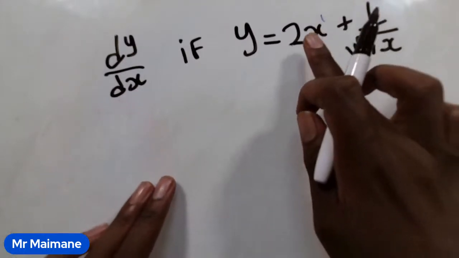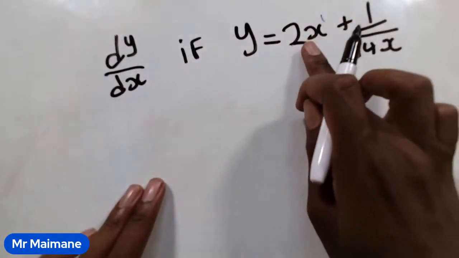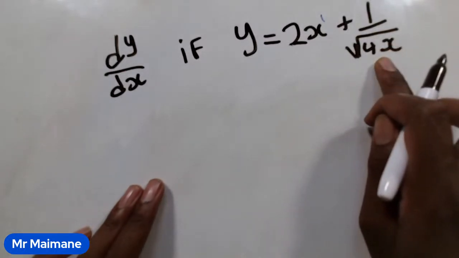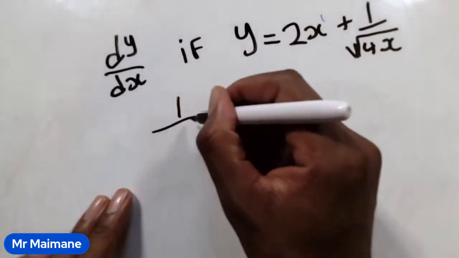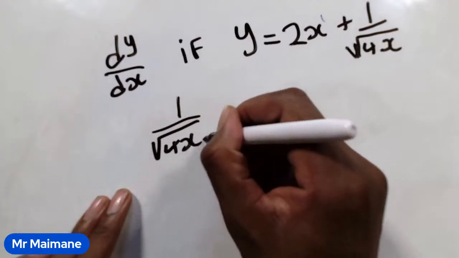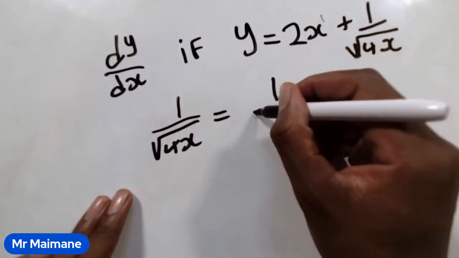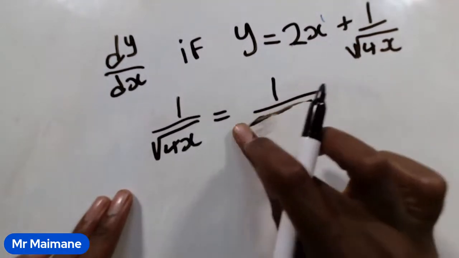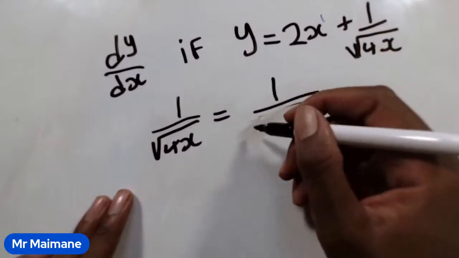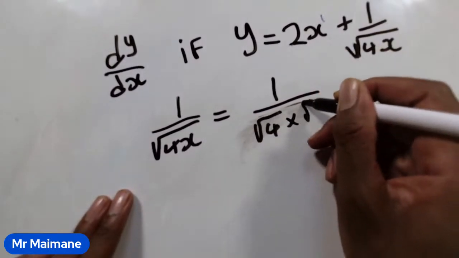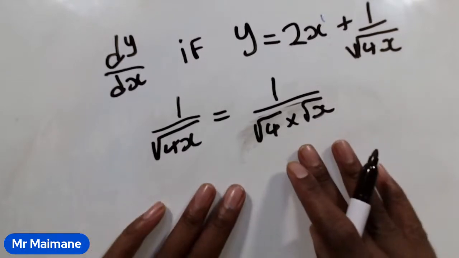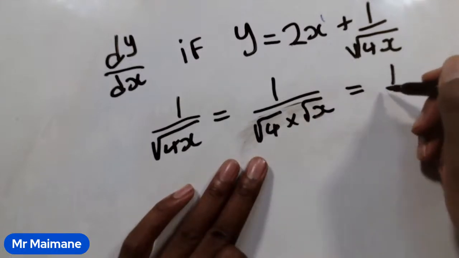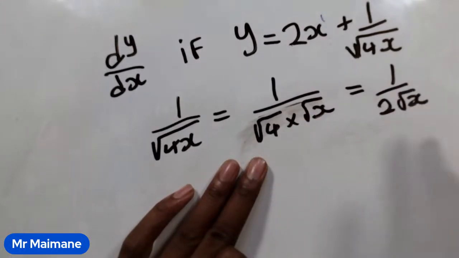So for now, for this first term here, we can find dy over dx. It would be easier to differentiate this, but we have to simplify this using the information that I explained. So I said 1 over square root of 4x, this is the same as 1 over, I can skip a step there and just put it like this. This is the same thing. And what does this mean? This means that this is the same as 1 over 2 square root of x.